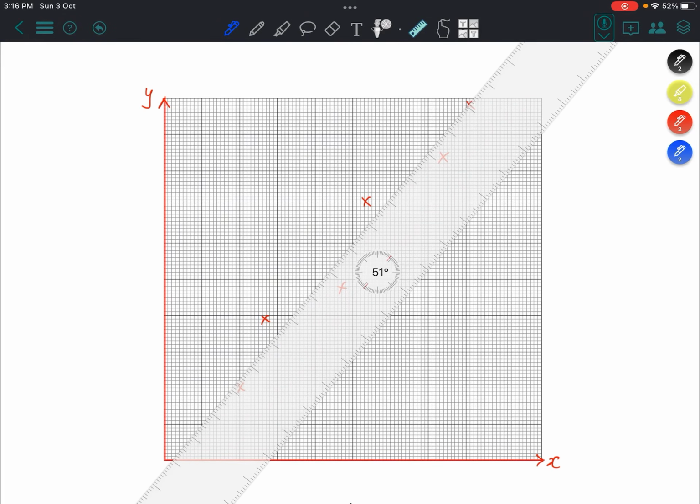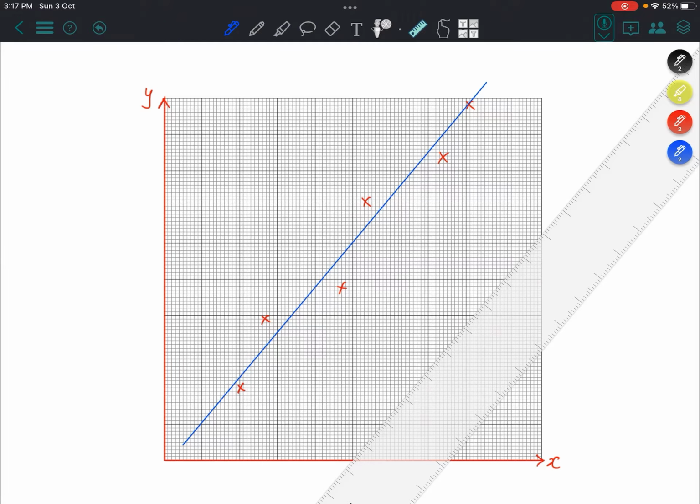But for this case, you can, because you're being fair to all points when you put your ruler as such, and then you draw your best fit line over here. So you follow the general trend of all the crosses that you have.